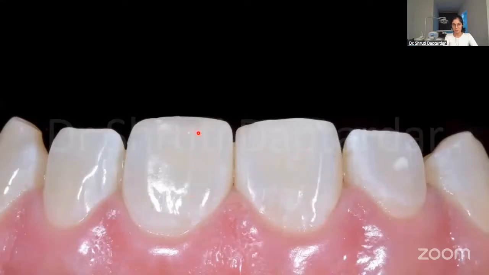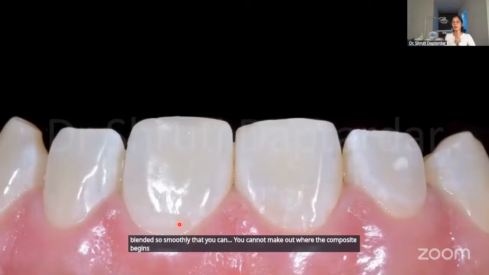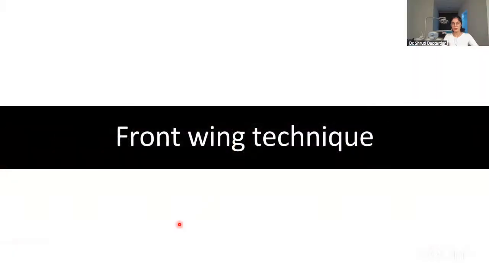कहाँ है composite? You can barely see, there are no demarcation lines. It has blended so smoothly that you cannot make out where the composite begins and where your tooth ends. Moving on to your front wing technique.